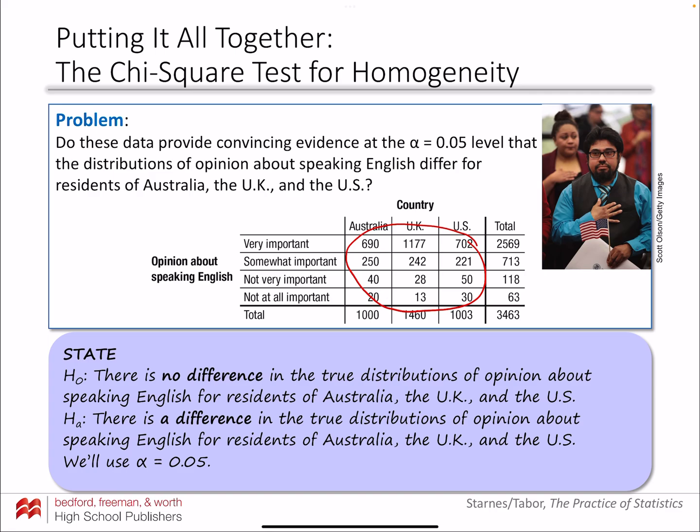But after I do that, we need to state our hypotheses, right? So H0, there's no difference in the true distributions of opinion about speaking English for the residents of the different countries. And then HA is that there is a difference. Remember, always in words, in context, there's really no shortcut here. And you should definitely never, ever, ever use symbols.